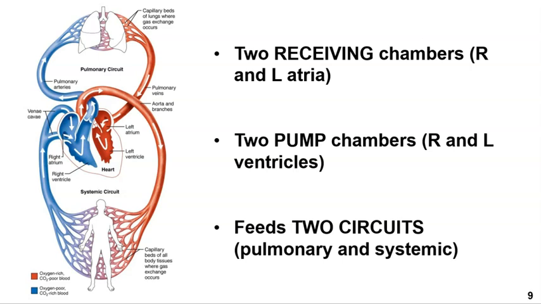The two pumping chambers are referred to as the ventricles. There is a right and a left ventricle in the heart, and they function to push blood into the large arteries, and those large arteries will then carry blood either to the lungs or to the tissues. Arteries are structures that are always going to carry blood away from the heart.